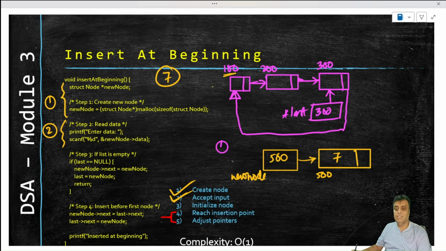So we are inserting at the beginning. That means the new node is coming here. So that is where the new node is pointing to 100. So the next address has to be 100. Now this will not be something that I can directly write, because I'll have to understand it from variables. I cannot directly write nulls.